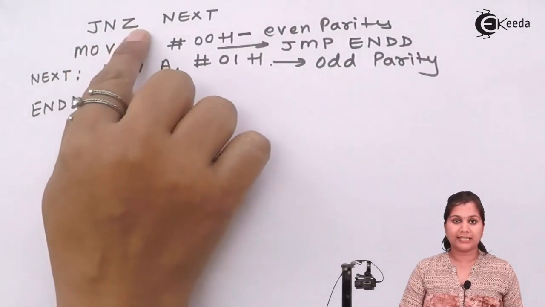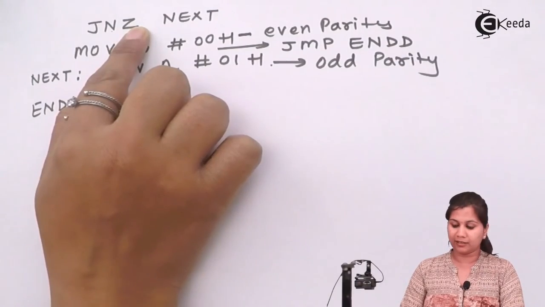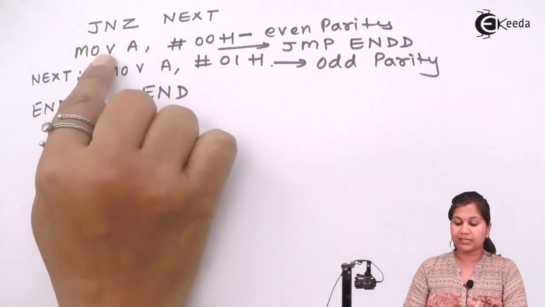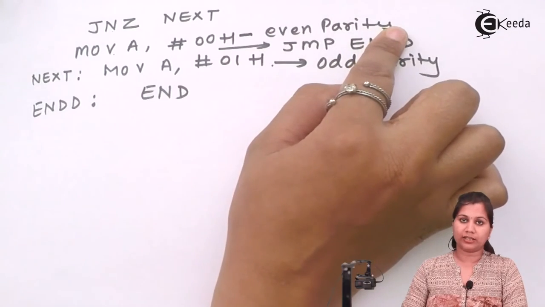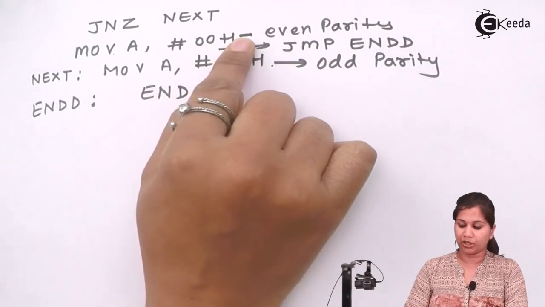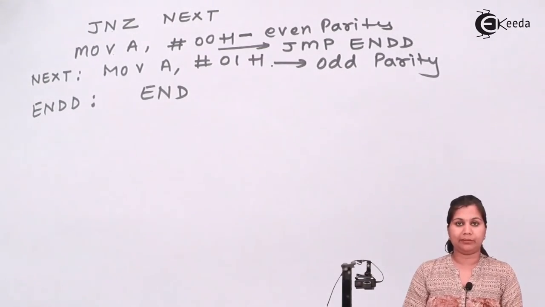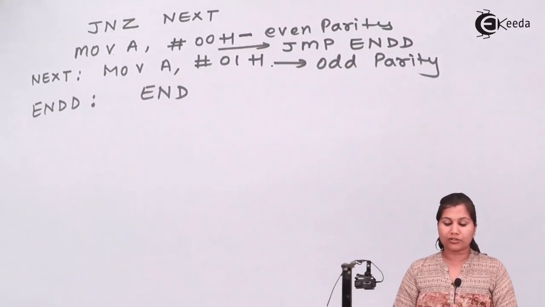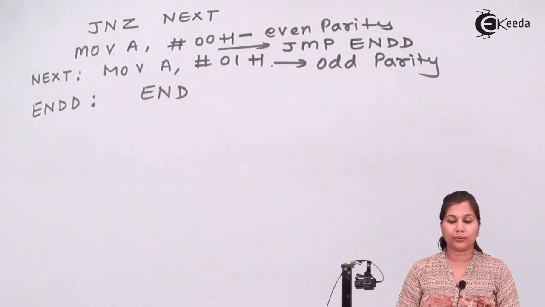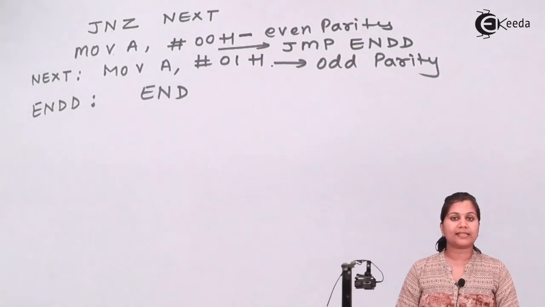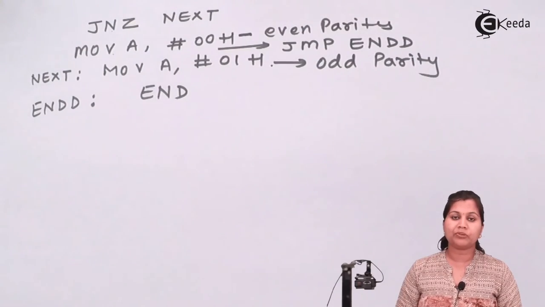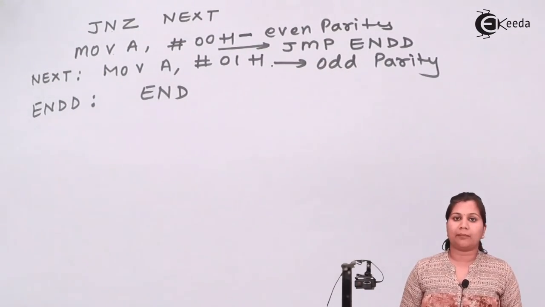So the next step is to check the zero flag. If the zero flag is not set, then it will jump to the next position. It means that the number has odd parity. If the answer is 0, it means that the number has even parity and 00 will be displayed. So this is the program in assembly language using the instructions of the 8051 microcontroller. All the instructions are from the instruction set of 8051. Using those instructions, we have written this program to check the parity of the number, whether it is even or odd. If the number of ones present in the number is even, then the number will have even parity. If the number of ones present in the number is odd, then the number will have odd parity.